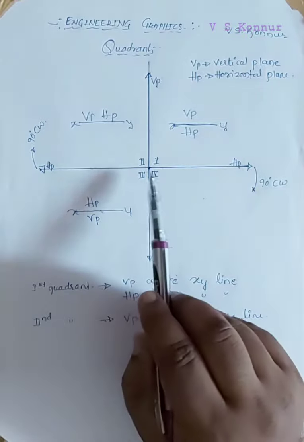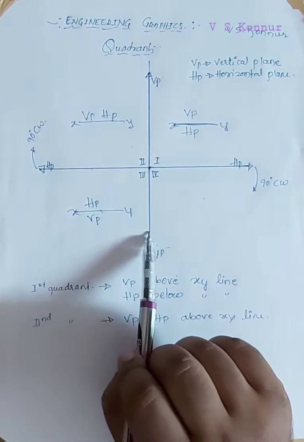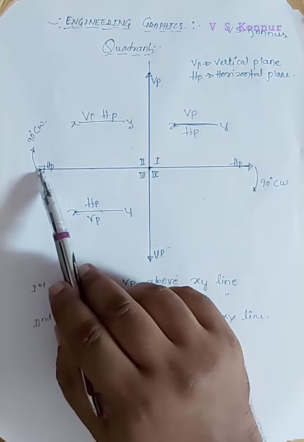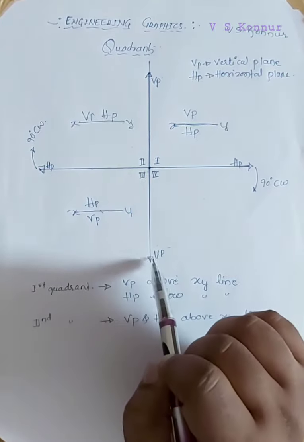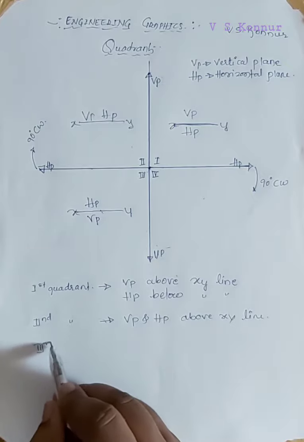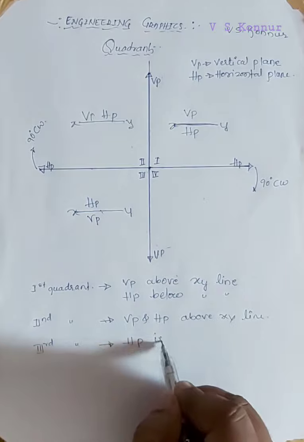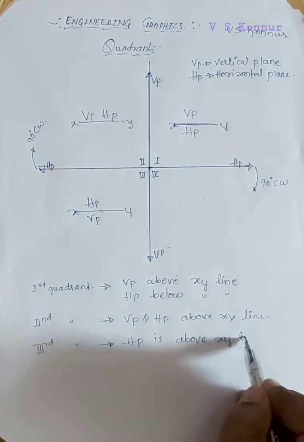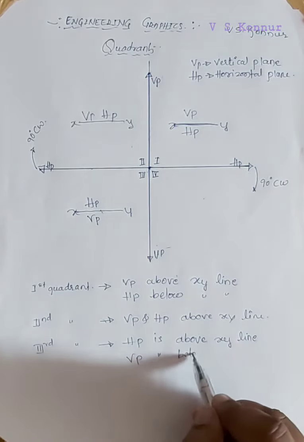Once again, in third quadrant, this is the horizontal plane, this is vertical plane. Vertical plane will not rotate, only horizontal plane will be rotating 90 degree clockwise. When it rotates 90 degree clockwise, at the intersection, HP moves above, VP remains same. So because of that, third quadrant, HP is above XY line, VP is below XY line.